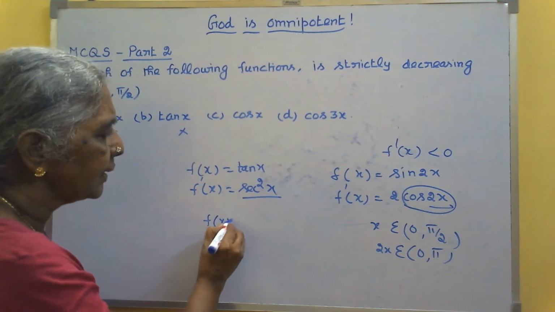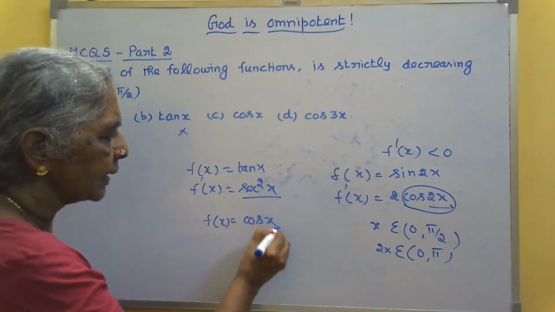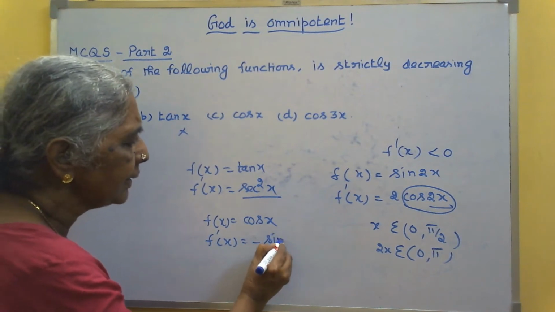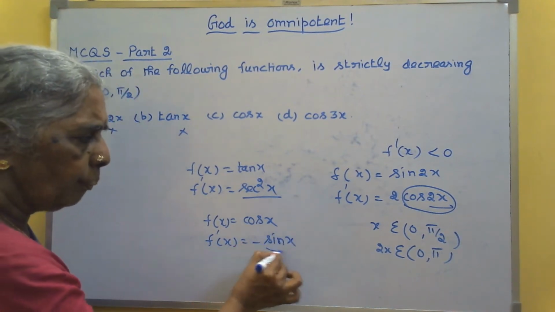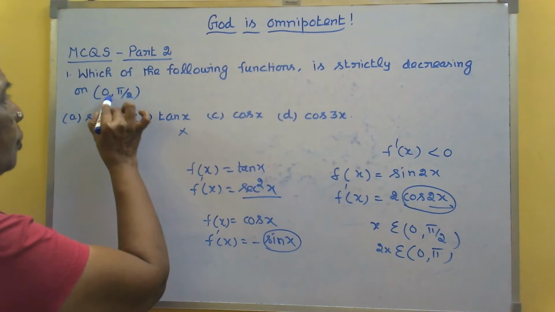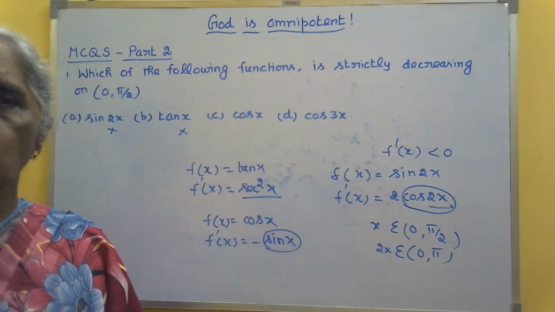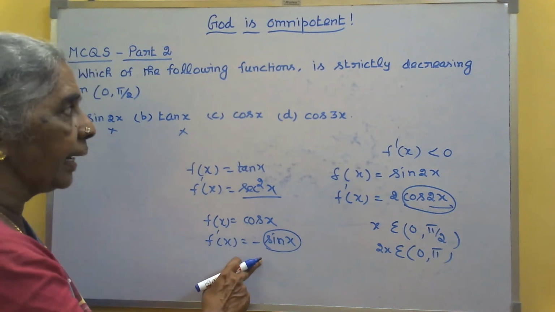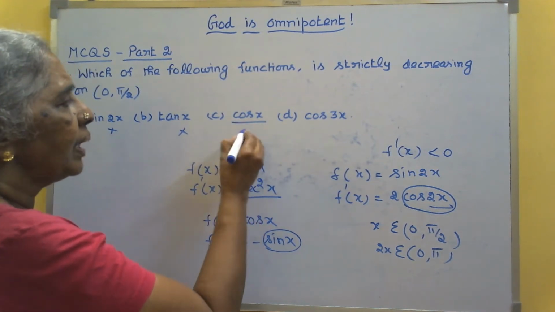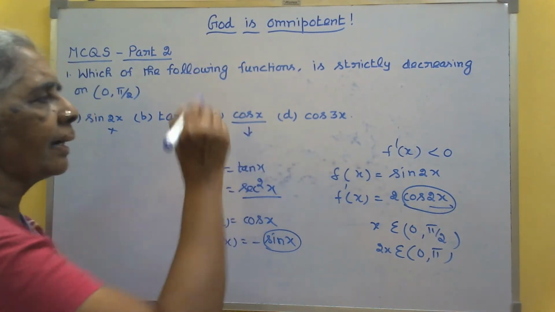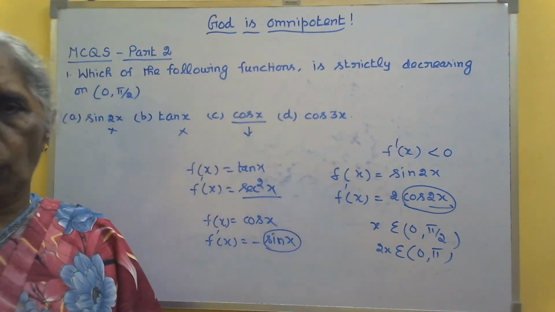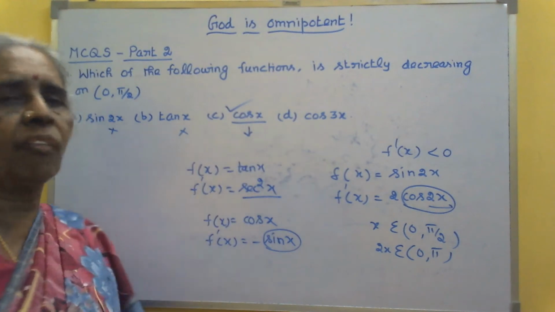Here f of x is equal to cos x. F dash of x is equal to minus sin x. You know, sin x is positive in 0 to pi by 2, that is in the first quadrant. You have a negation here. So this is going to be negative. So this will be a strictly decreasing function. Anyway, let me also explain the other option. This is our answer we have found out.